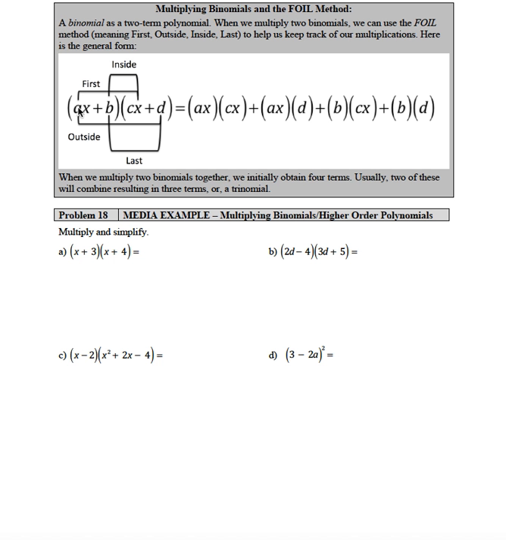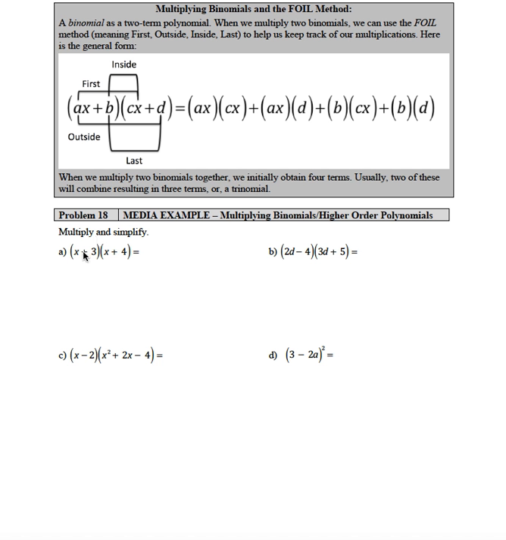So the FOIL just tells us to multiply the first, ax times cx, outside ax times d, inside b times cx, and the last, b times d. So keep that in mind. I'm really going to write that out for the first example, and for the others, I'll use a little bit more of a shorthand, at least for B and D below. All right, so let's see how this is going to work.